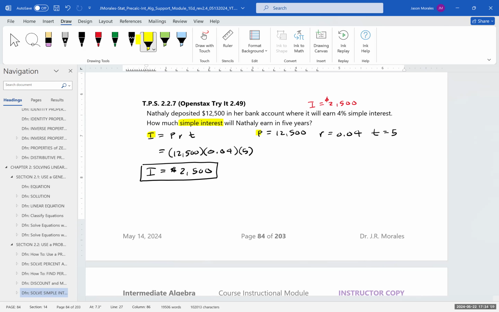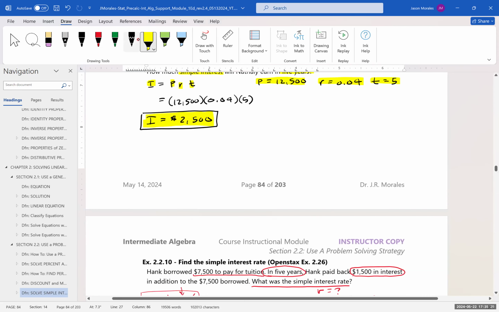We're told that the principal is 12,500, that the rate is 4%, and we're looking at 5 years, so the time is in years, so t equals 5. So we can just substitute each of those values in for p, r, and t, and that's what we see down below. Multiply that out, and the amount of interest should come out to 2,500.